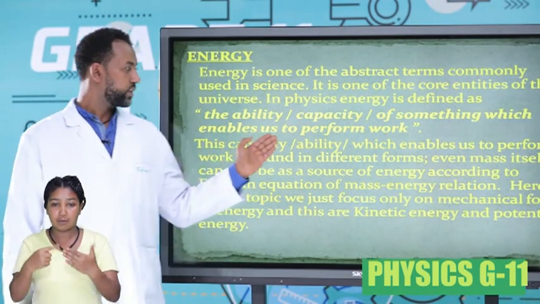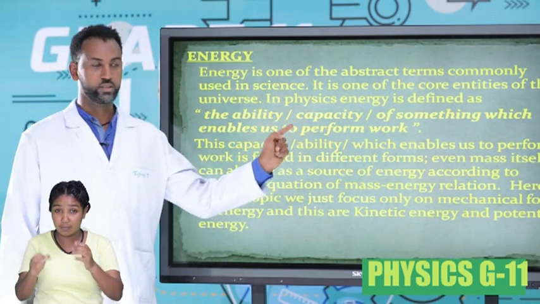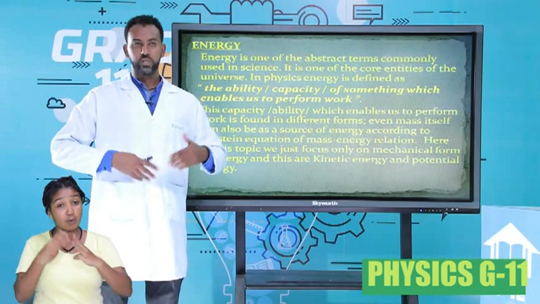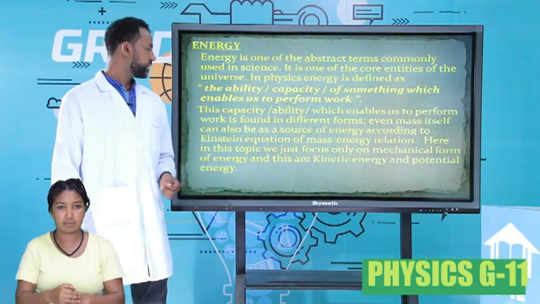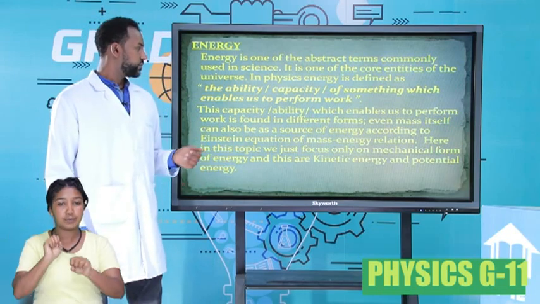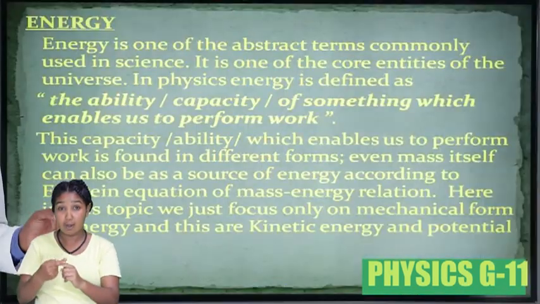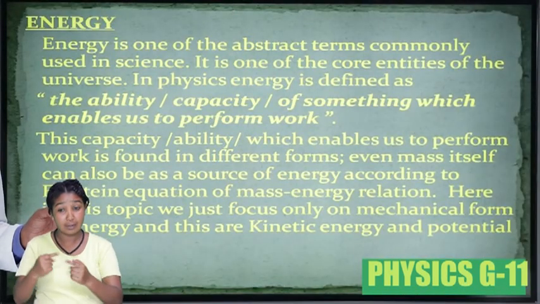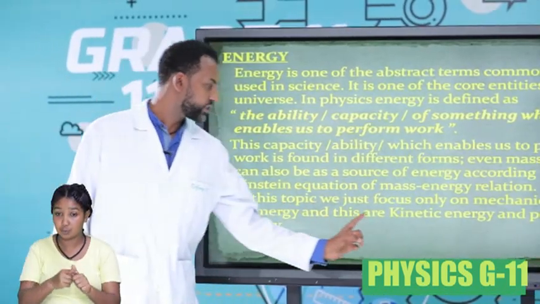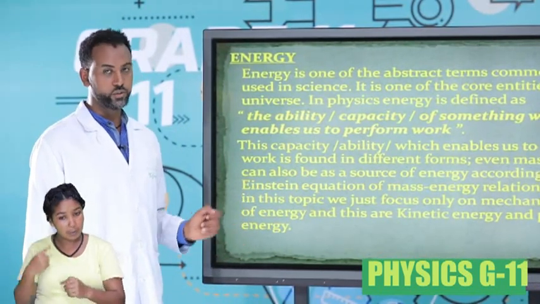Therefore, the ability or capacity of something which enables us to perform work is known as energy. Energy in the universe exists in different forms. It exists as mechanical, nuclear, solar, chemical, and so on. For this topic, we are trying to deal only with the mechanical forms of energy. The two common mechanical forms of energy are kinetic energy and potential energy. These are the concepts that we are trying to deal with.